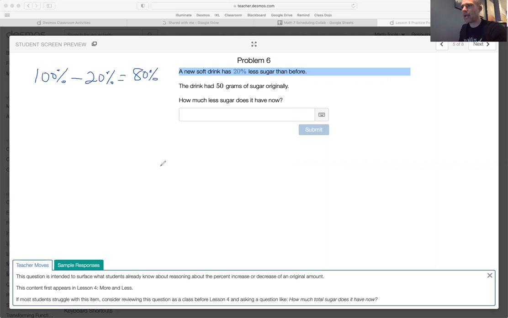So I'm just going to do 80% of 50, and that's 0.80, or just 0.8 times 50. And, well, I know that 8 times 5 is 40, right? And so, thinking about the way the decimals are going to work, you can just punch this into a calculator, but in my brain I can tell that the answer to this is 40. So 40 grams of sugar.